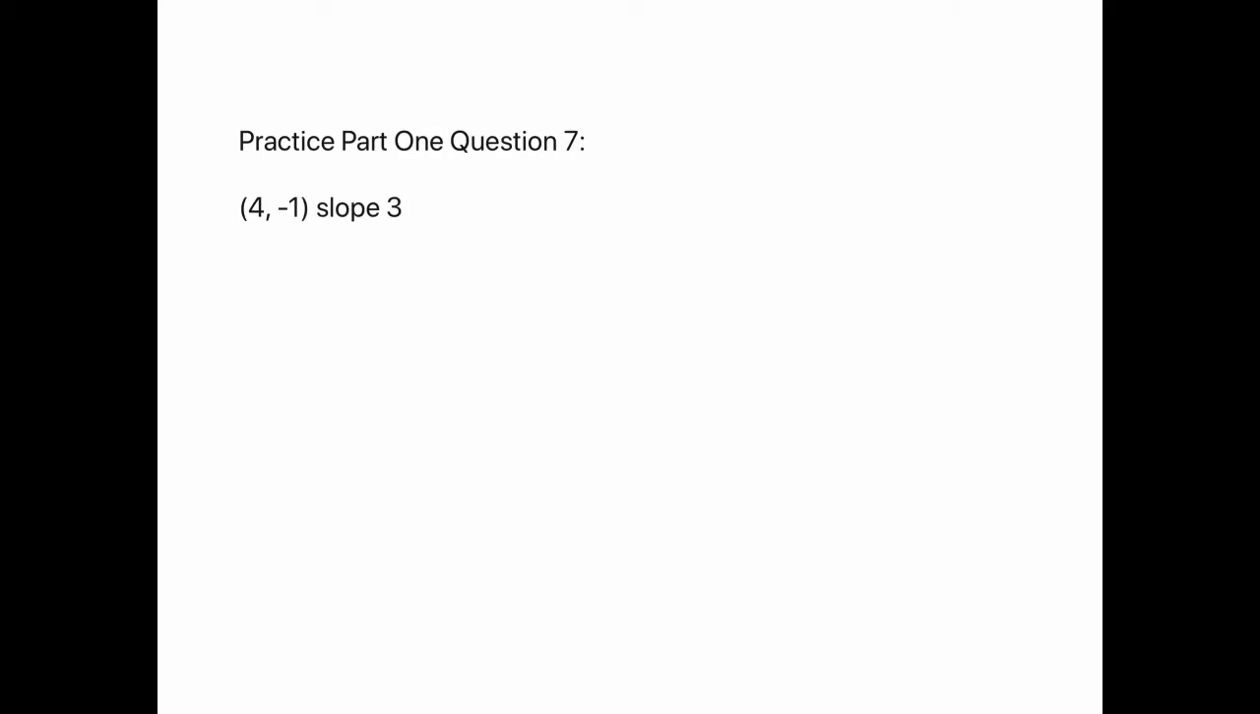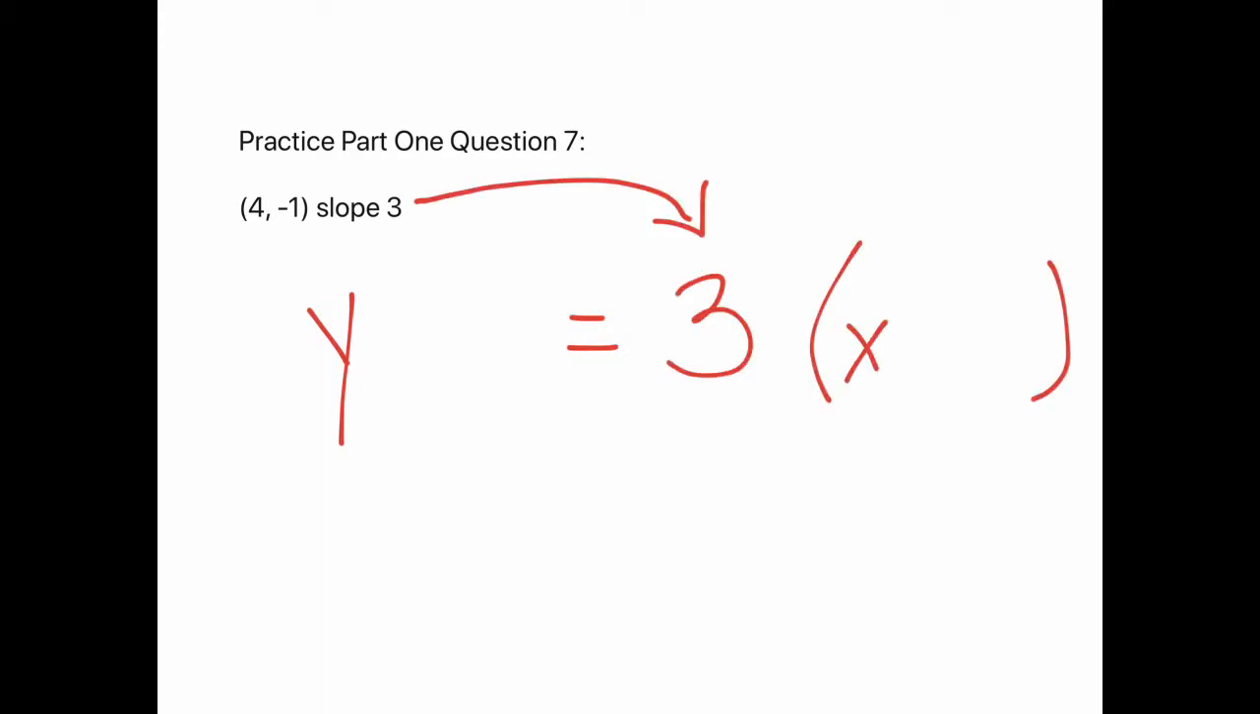This is practice part 1, question number 7, and it asks you to write the equation in point-slope form of a line that goes through the point 4, negative 1 with a slope of 3. So I always like to write it kind of like this and leave some space here. Remember, the slope is always our m, so it's always going to go here in the middle, just like it is, 3. And then the 4 and the negative 1, remember the 4 is an x value and the y is a negative 1 value. It's always x and then y. So notice how in our equation y is in the front, but in our point y is in the back.